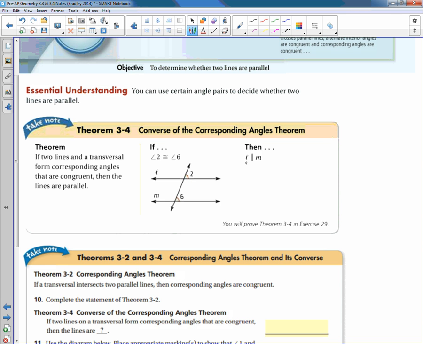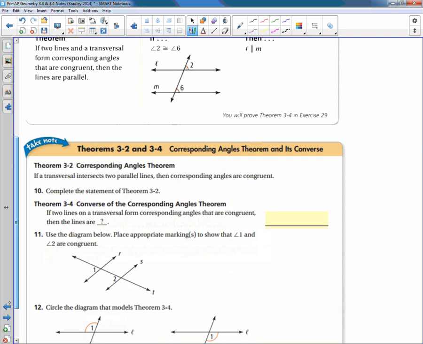Okay, do you remember the conditional and then the converse? The conditional was if P, then Q. So the converse is if Q, then P. Exactly. So here's the converse of the corresponding angles theorem. This one reads that if 2 is congruent to 6, corresponding angles, then L is parallel to M. Okay?